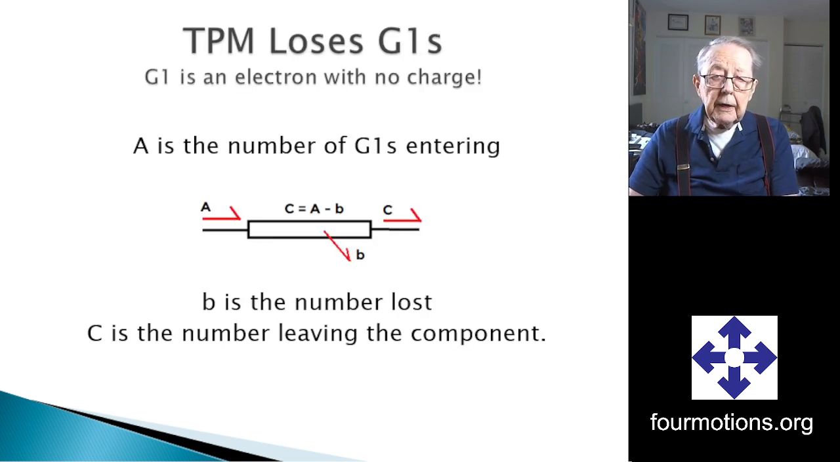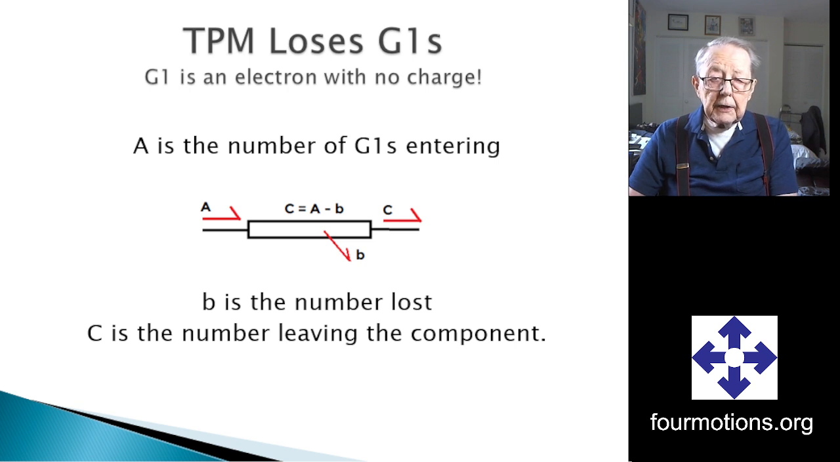Okay, part of the TPM theory is that it can lose G1. G1 is like an electron without a charge. And normally when you do circuit analysis, electrons don't leave the circuit. Everything stays well confined in the circuit, going around and around, doing their thing, and they don't escape.